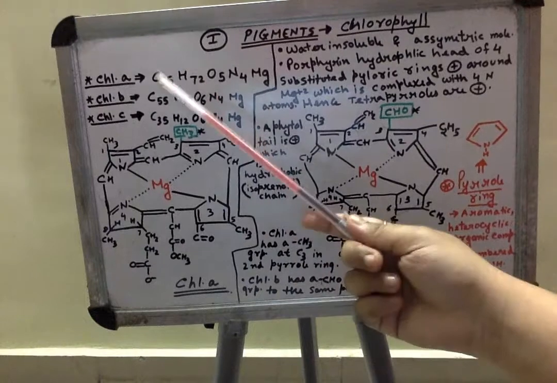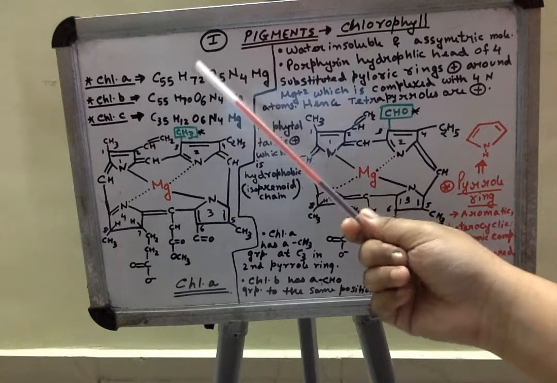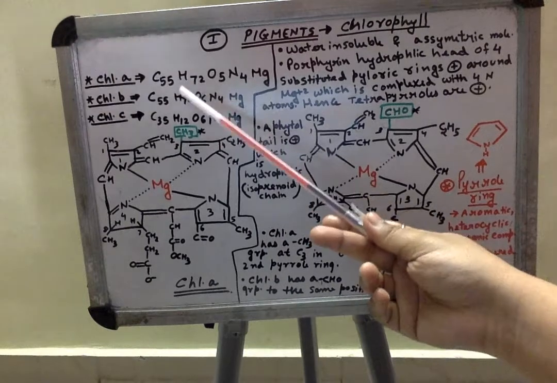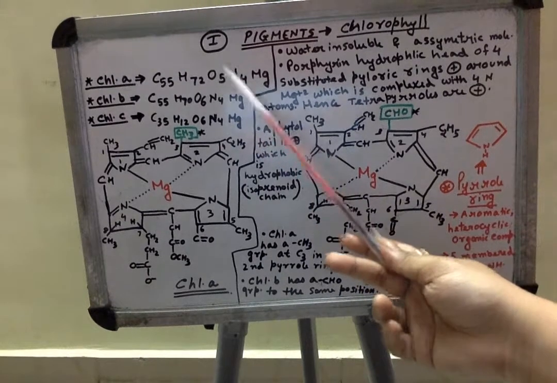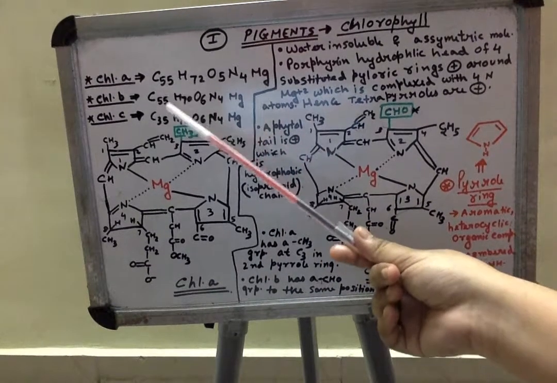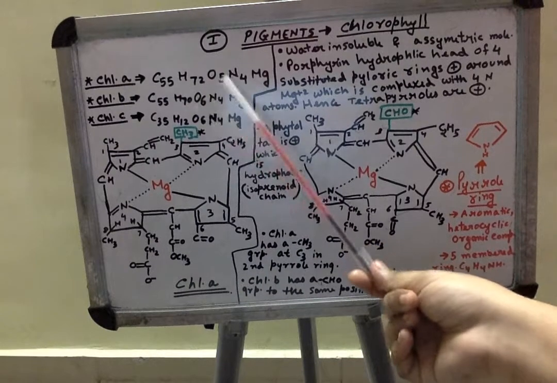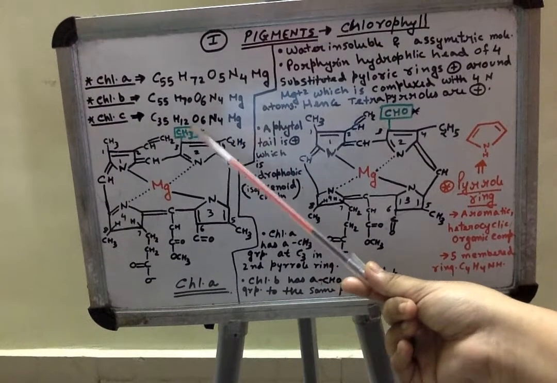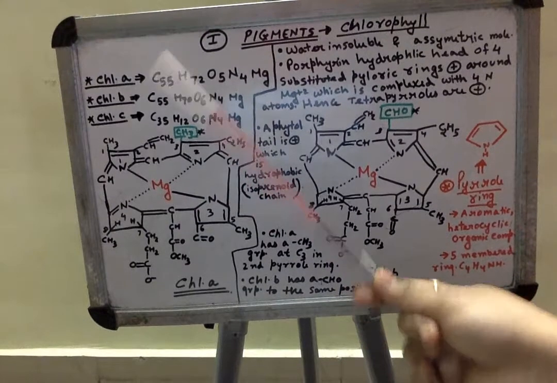Chlorophyll A and B are very important, so their formulae are: chlorophyll A, C55H72O5N4Mg; chlorophyll B, C55H70O6N4Mg; and chlorophyll C, C35H12O6N4Mg.